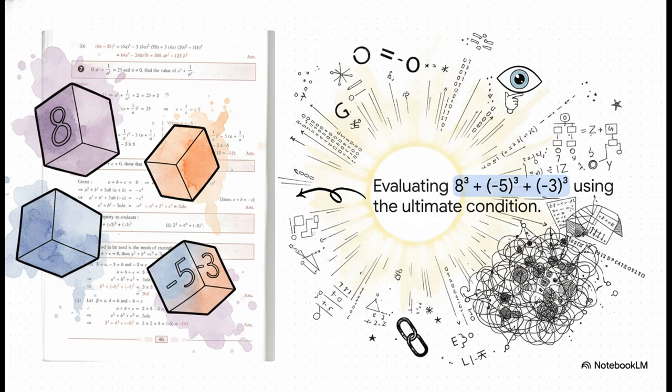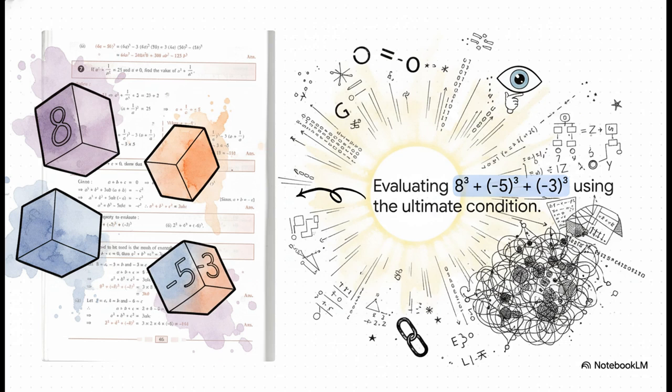Imagine having to calculate 8 cubed plus negative 5 cubed plus negative 3 cubed. A normal person without this toolkit would start doing the heavy lifting immediately. 8 times 8 times 8 is 512, then figure out negative 5 cubed, then negative 3 cubed, and then try to carefully add all those disparate positive and negative chunks together. It's super tedious and incredibly prone to error.